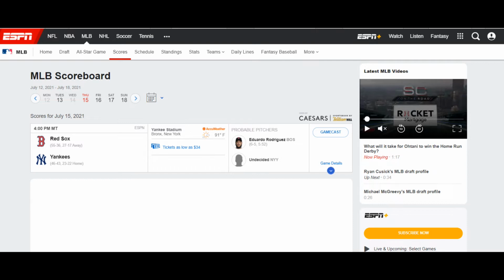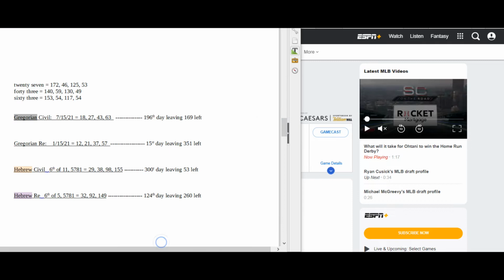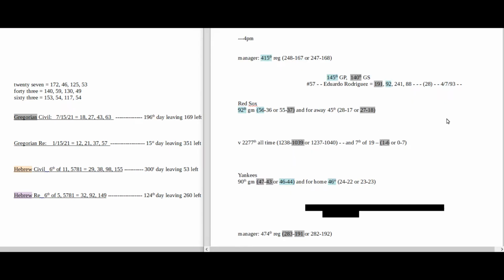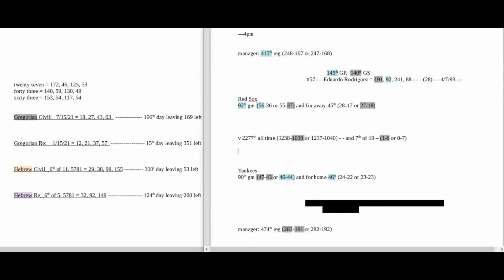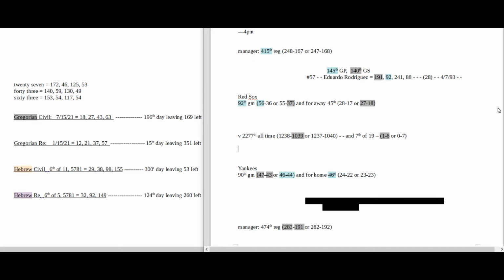Let's go ahead and get into the game. We're going to be looking at the only baseball game for Thursday, Red Sox versus the Yankees. The downside to this is we do not know who the probable pitcher is for New York at this time. So we're not going to be able to talk about it. And things could change based off of their starting pitcher. So keep that in mind as well.